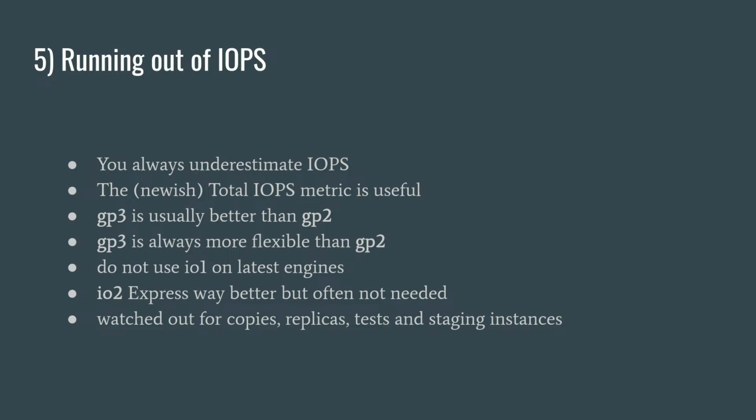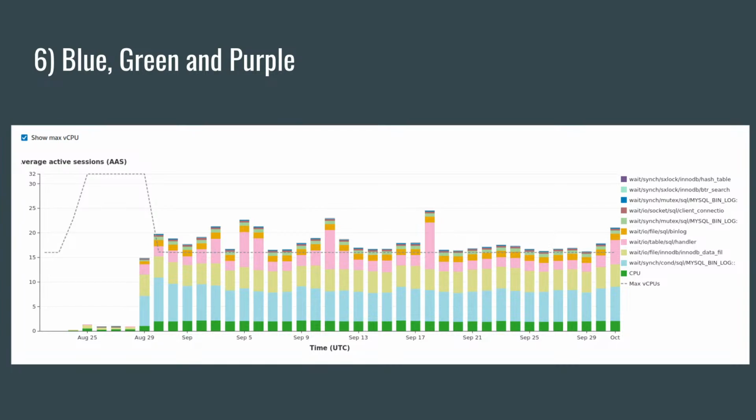A mistake, unfortunately, I made a few times: if you use IOPS 2 or io1 as well, remember that any replica, copy of your data, restore from a backup, or staging environment you create from production is going to have that storage. And that's pretty expensive storage to give to your development team to play around with.